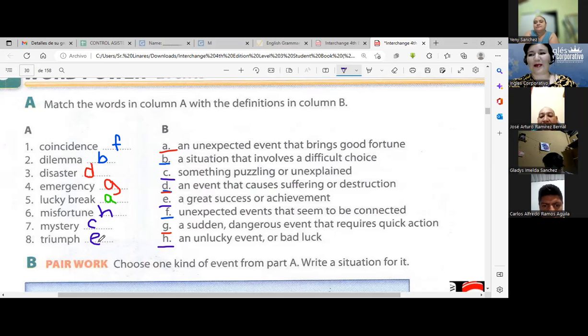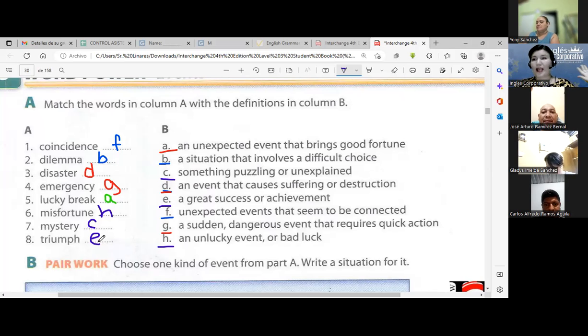My friend Google helping me all the time. Triumph. Tell me, a coincidence in life. Me meeting all of you. That is a coincidence, because we didn't know each other last month. Hace 16 días no nos conocíamos. Thank you to Inglés Corporativo, right?